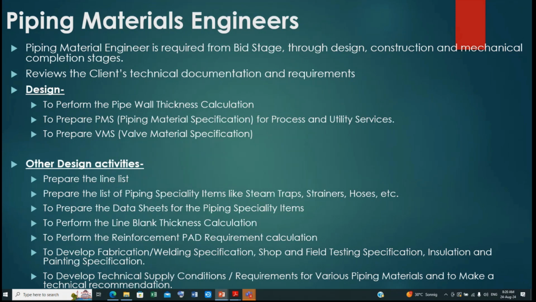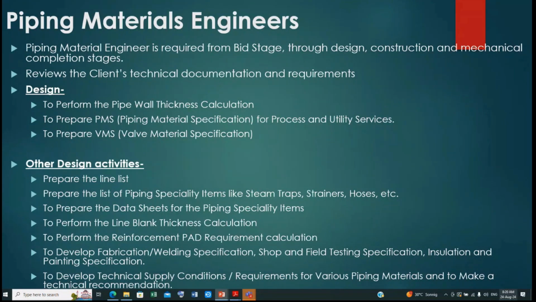So all this data is consolidated in one document and given to the site for easy reference, and that document is called a line list. So it is a responsibility of the piping material engineer. Obviously, it depends from company to company.